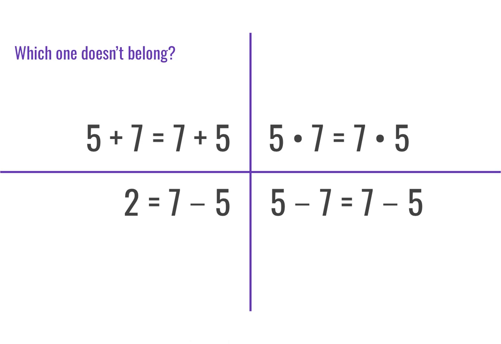Let's take a look at the top left equation. So what makes this one different? If you said the fact that it has addition, you're correct. So this one has addition. It's the only one with addition. But I want us to dig a little bit deeper and look at some other components of this equation. So do we have a true statement? Absolutely we do, because 12 absolutely equals 12.